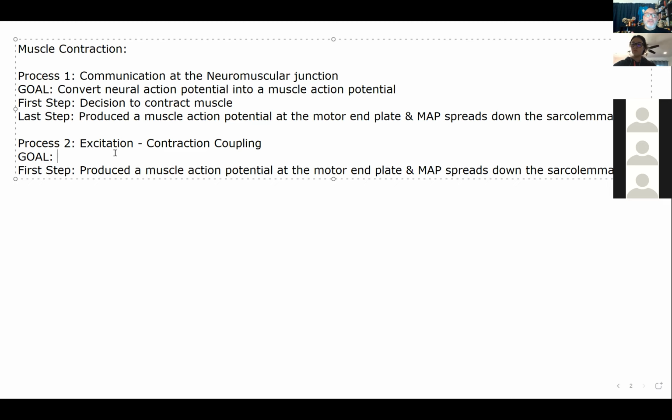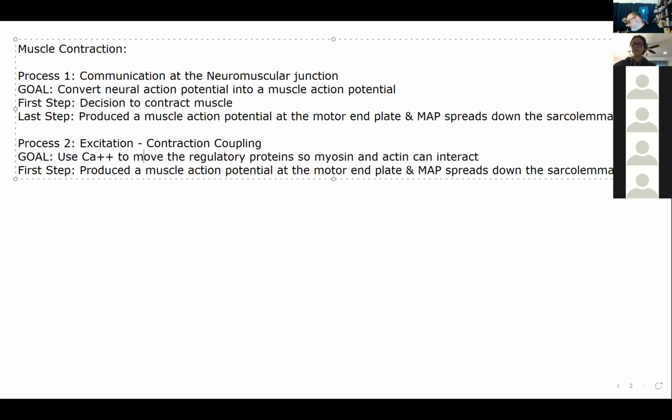Proteins. Yeah, those regulatory proteins, absolutely. We need to move the regulatory proteins so the myosin and actin can interact. And if we even want to be more specific, how are we going to move those regulatory proteins? Introducing calcium. Exactly. We're going to use calcium to move the regulatory proteins so myosin and actin can interact.